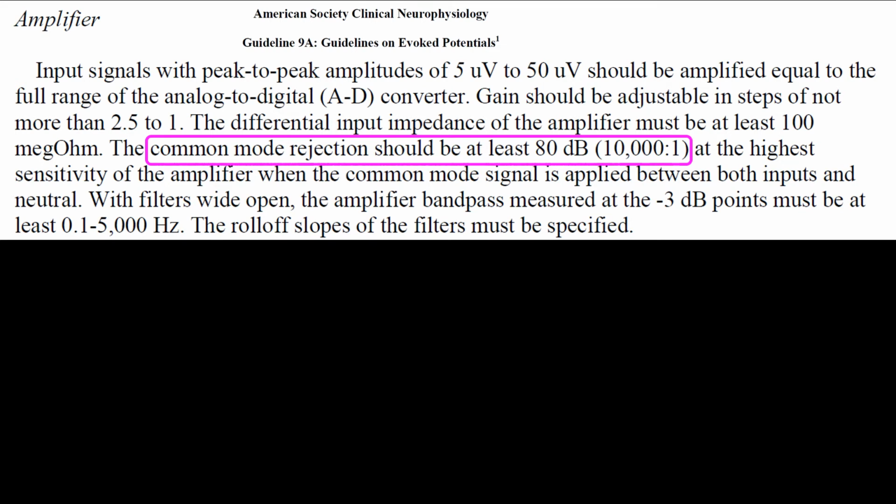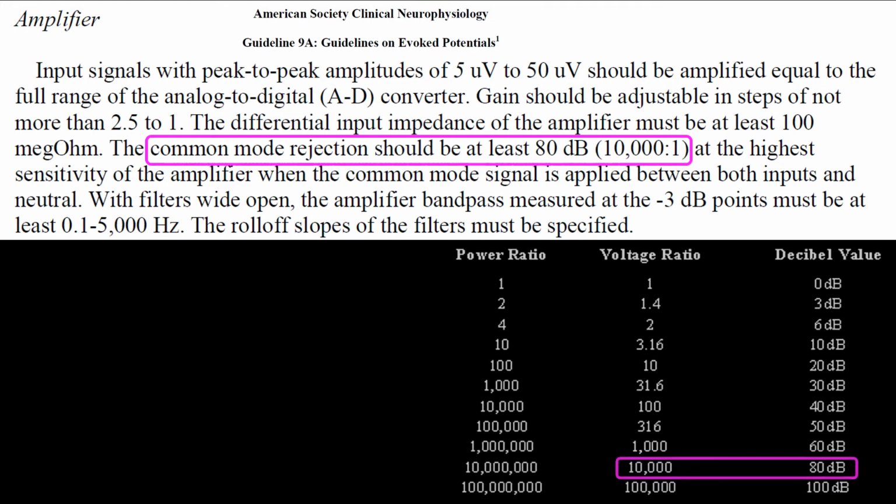Here, the numbers are 80 dB, which corresponds to a ratio of 10,000 to 1 volt. So here the dB is used in relation to voltage, and as you can see, 80 dB corresponds to a ratio of 10,000 to 1.